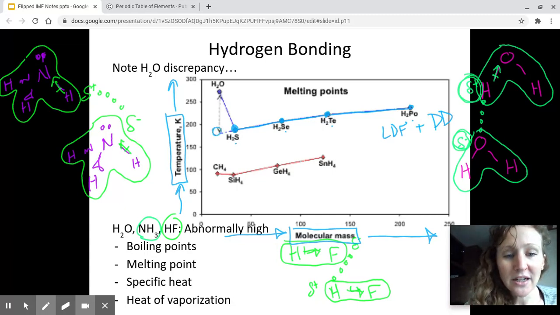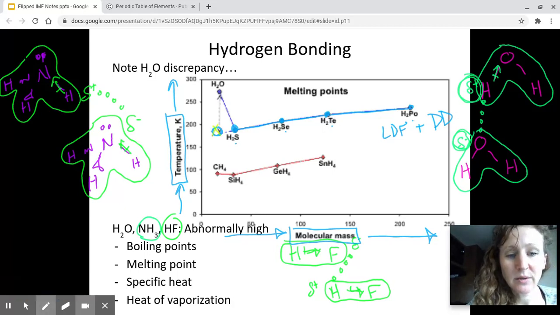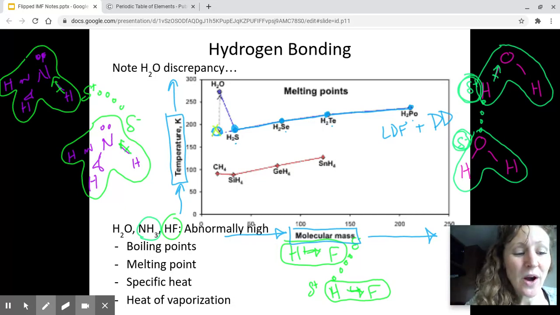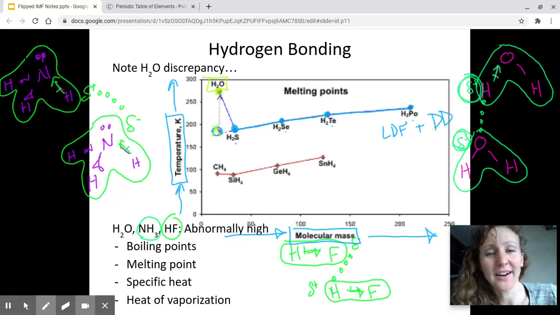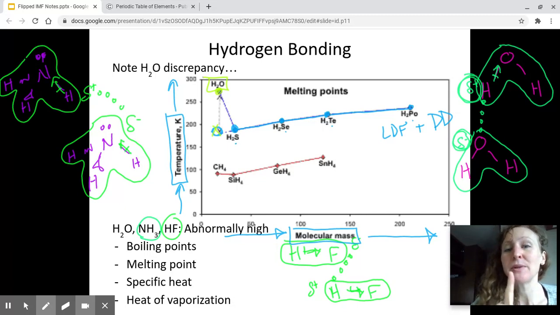Water should be here, right? Water should continue this trend. Lower molecular mass should have a lower melting point, but that's not what we see. Water totally breaks the trend. Water's melting point is up here. It is an outlier on this trend chart because it doesn't have weaker intermolecular forces leading to a lower melting point. It has exceptionally strong intermolecular forces because we're not talking about simply dipole forces. We're talking about a hydrogen bonding dipole force.